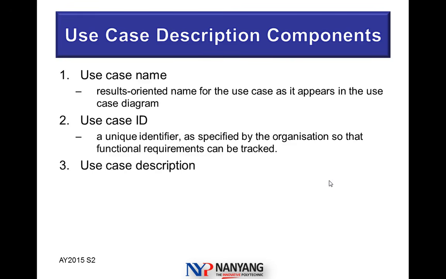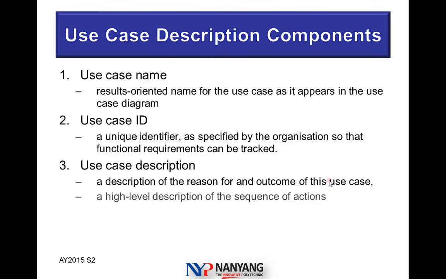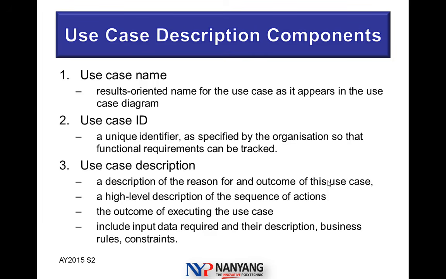Then, there is a use case description. This description describes the reason for and the outcome of this use case. It might include a high-level description of the sequence of actions. You can also specify the outcome of executing the use case. And it could include the input data required, their description, any business rules and constraints.